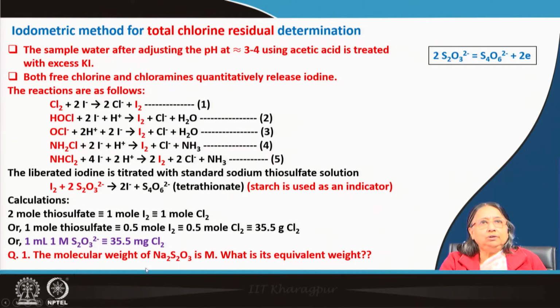From here you can start. And now, this is my question: the molecular weight of thiosulphate is m. Say for example, you do not have to calculate. If the molecular weight of thiosulphate is m, then what is the equivalent weight? This is the reaction that is going on: 2 moles of S2O3 2 minus is giving S4O6 2 minus plus 2 electrons. So, what is the equivalent weight of thiosulphate if the molecular weight is m? This is also home task.